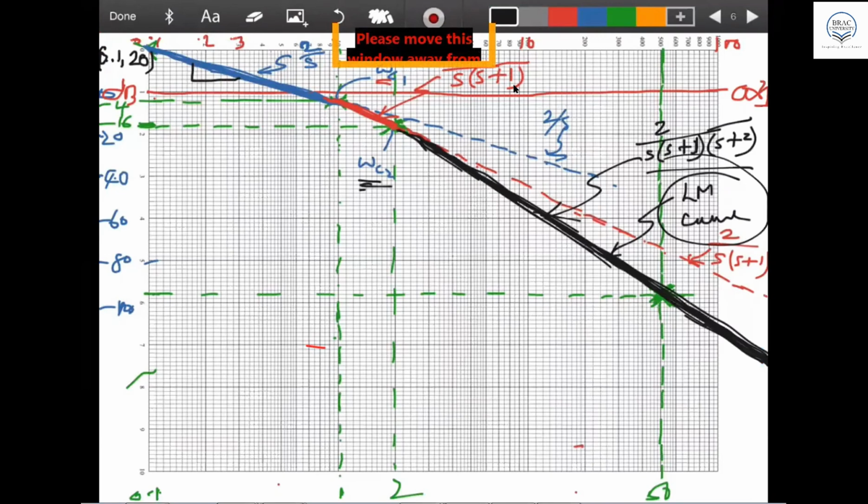You got my point? 0. Okay. Then what will be this point? This point will be what? Can you tell me? Minus 4. 1 angle, and what is the value? Minus 4. Good. Minus 3.95 or something like that, dB.